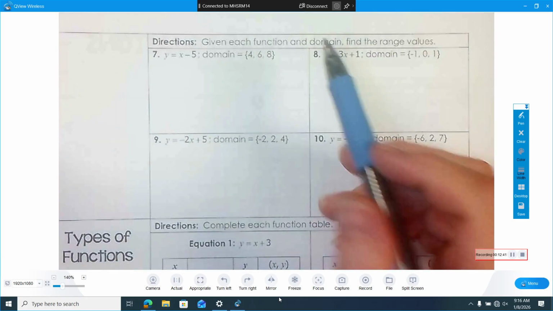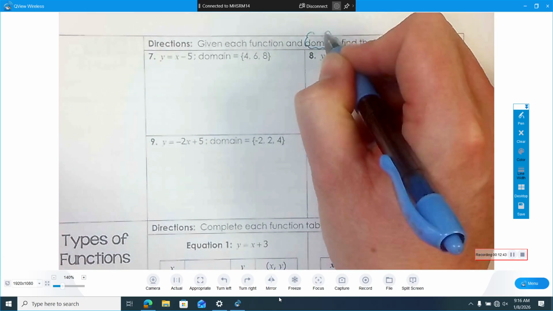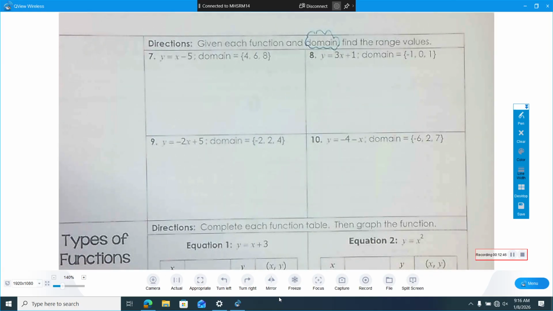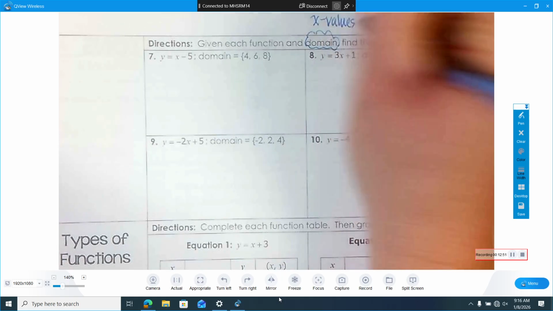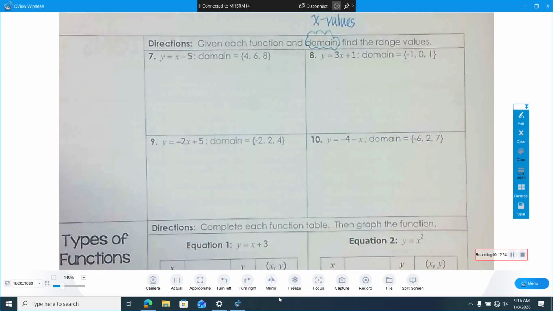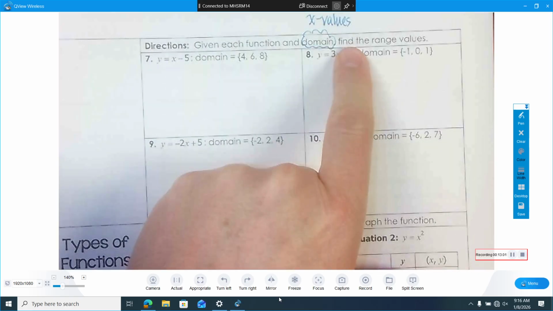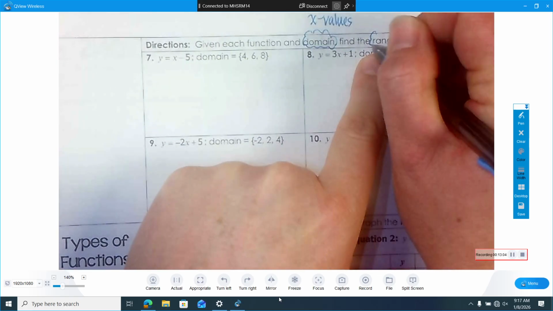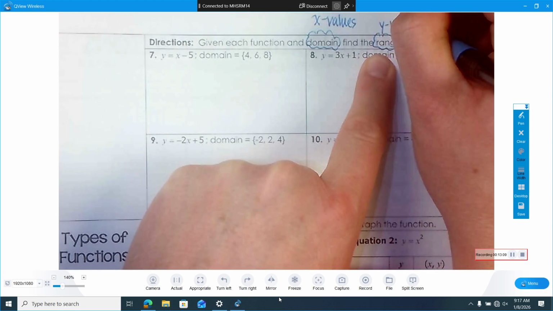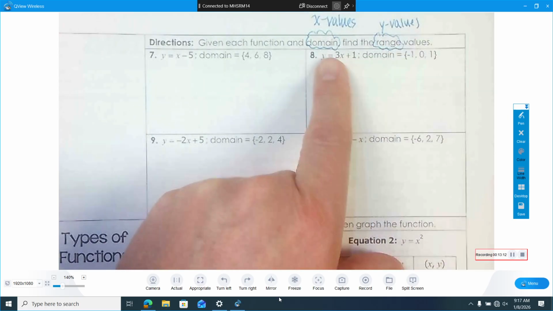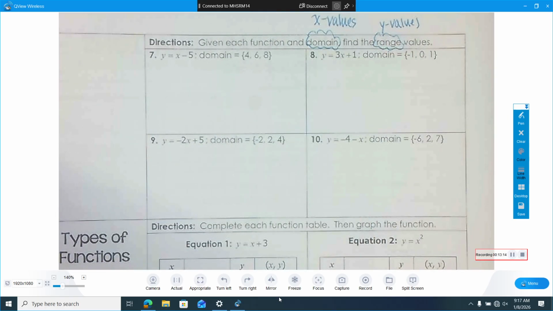Given each function and its domain, we talked about domain yesterday. Domain are simply x values. Remember, they were alphabetical: x, y, domain, range. So given each function and its domain, or certain x values, we want to find the range values. Well, what are range values? The y's. So really, this is just code for I'm giving you x's. Can you tell me what the y's are? That's what it is, all right?